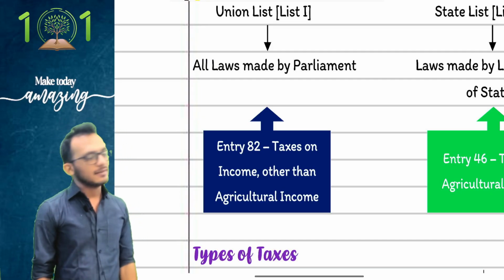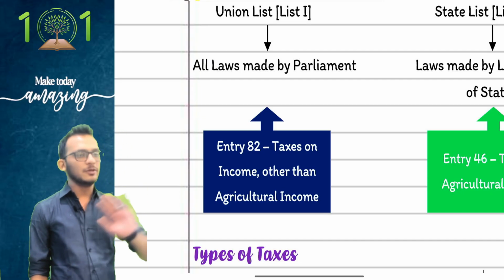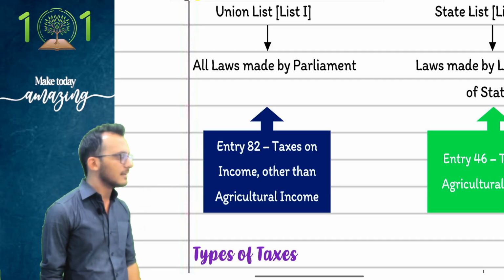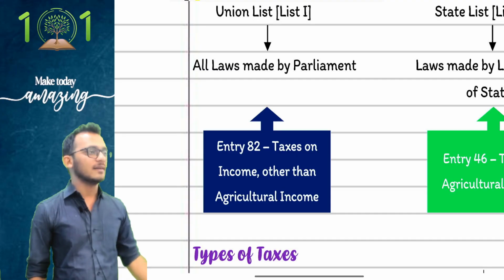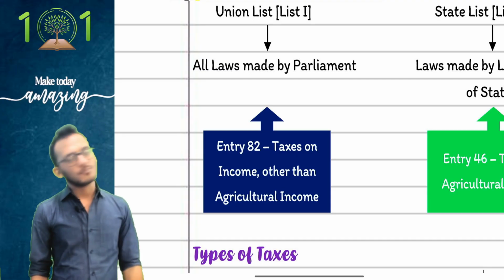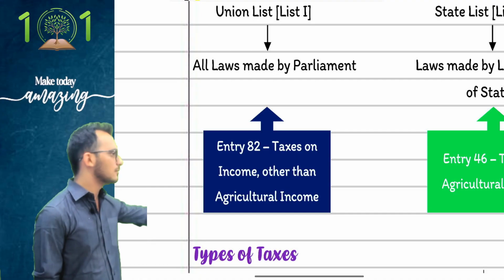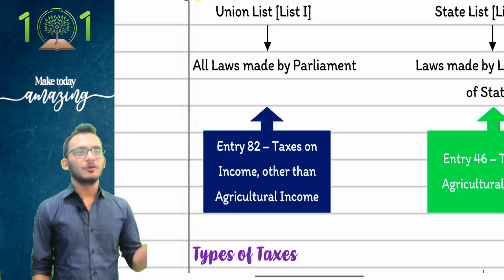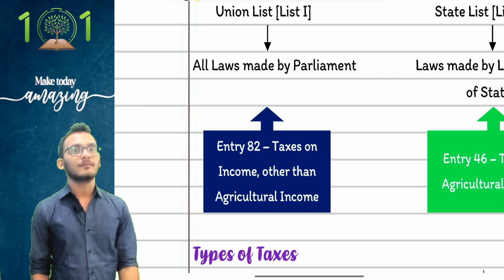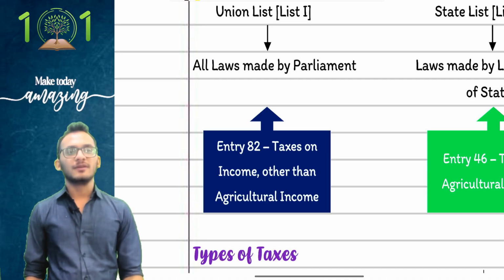Any doubts on this part? We will have a separate chapter altogether for agriculture. We'll discuss it there, don't worry. Right now, just know the fact that agriculture income is fully exempt. With that understanding, we are in entry number 82, and therefore you have tax on all incomes other than agriculture incomes. Clear with me on this?